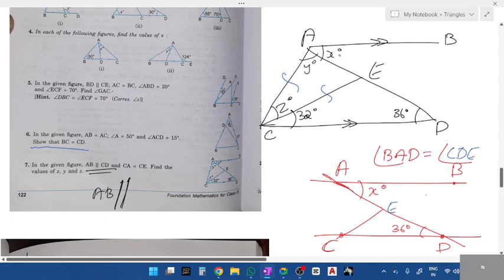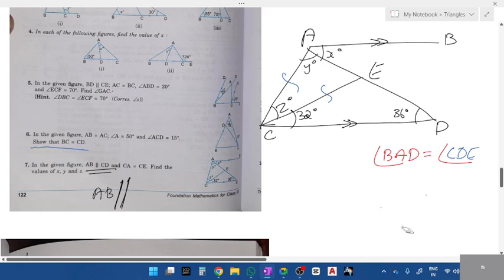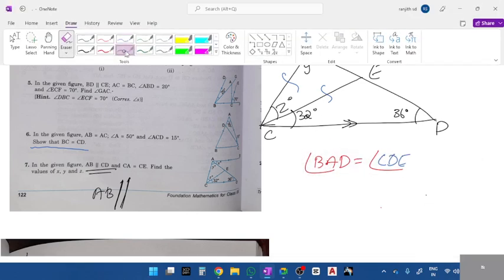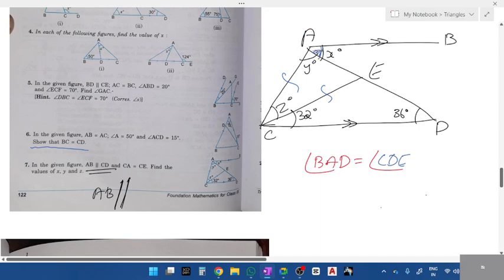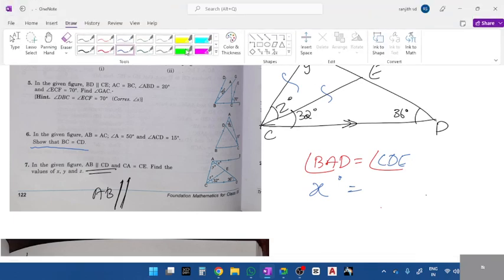36. So what's the value of X we got? What's the value of X? If these two angles are equal. Why no response, students? What is BAD angle given? Angle X is given, is equal to, what is the value of CDE or EDC? What's the angle? 36 degrees.